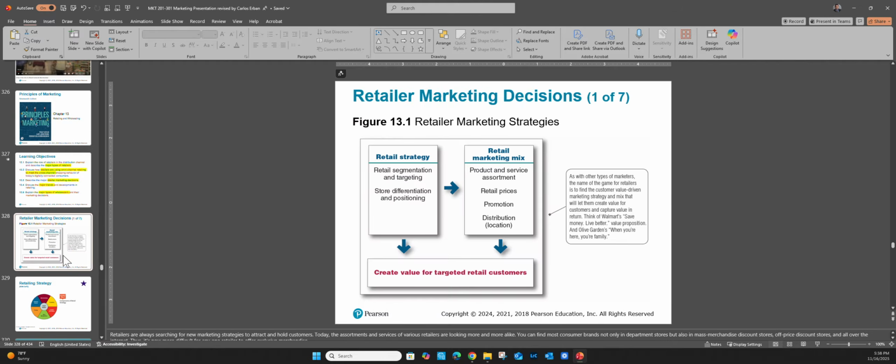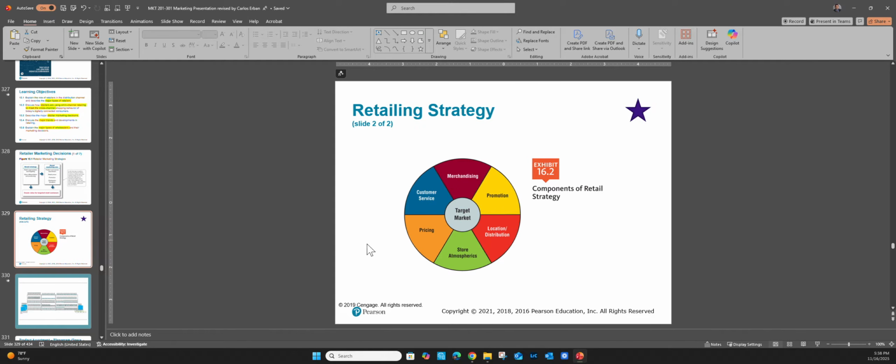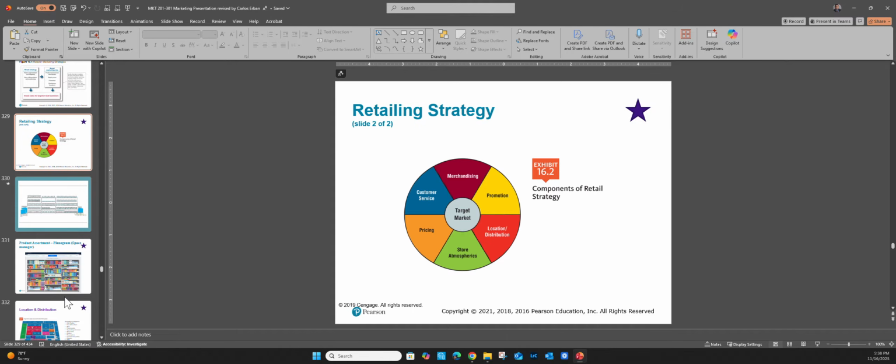So we talked about wholesalers. So retailers, they do care about assortment, pricing, promotions, distribution. More specifically, this is kind of the equivalent of their marketing mix: merchandising, promotion, store atmospherics, location, customer service, and a target market. So let's talk about each of these separately.